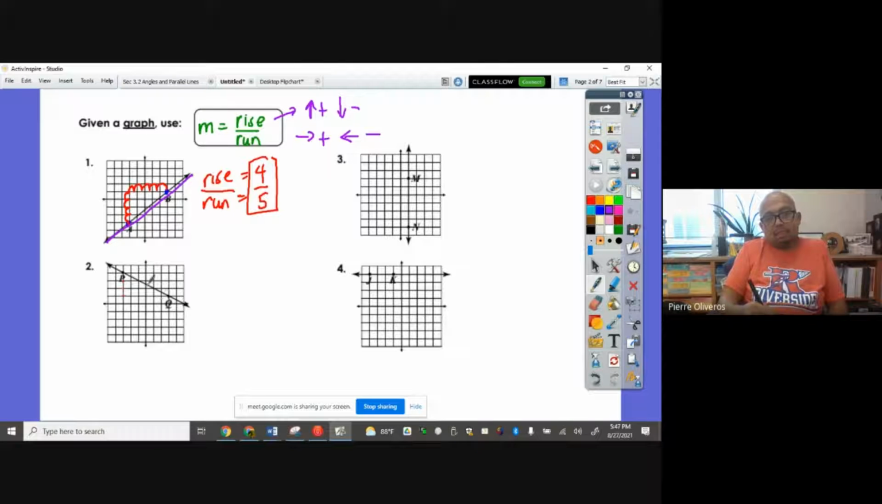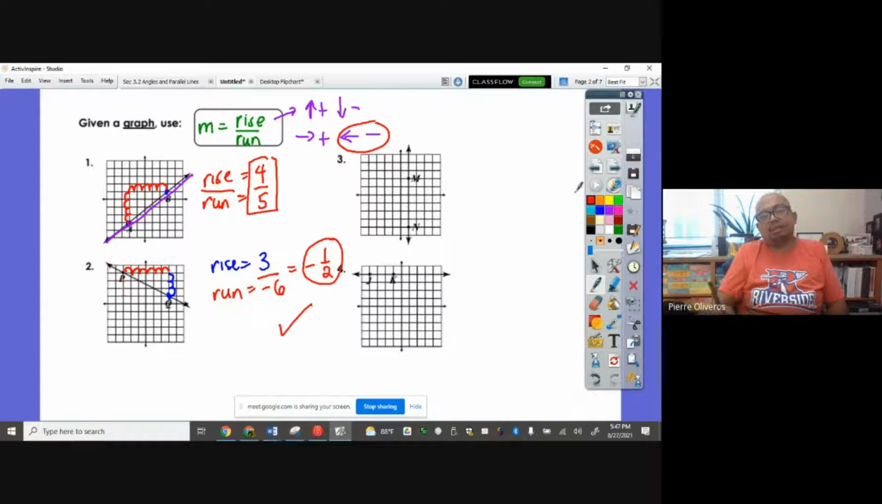Okay? Now, like number 2, we know it's going down, so we expect a negative answer here. So let's start from Q. Again, I'm going to go up by 1, 2, 3. So the rise is positive 3. But when I go to the left, 1, 2, 3, 4, 5, 6. Since I went to the left, it's going to be negative 6. What's 3 over negative 6? It's going to be negative 1/2. And that's the answer. Okay?